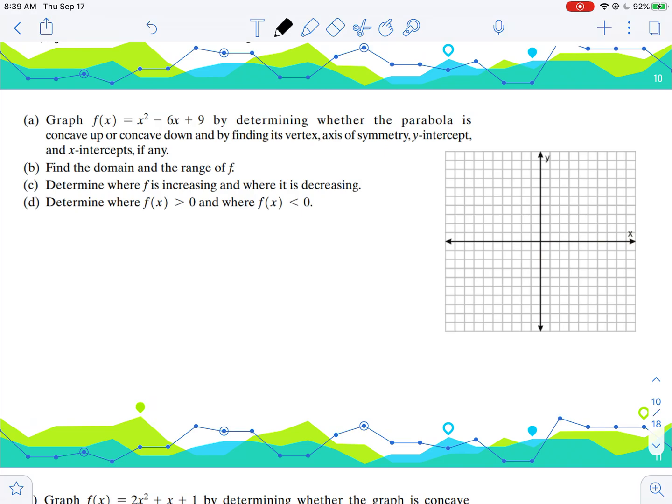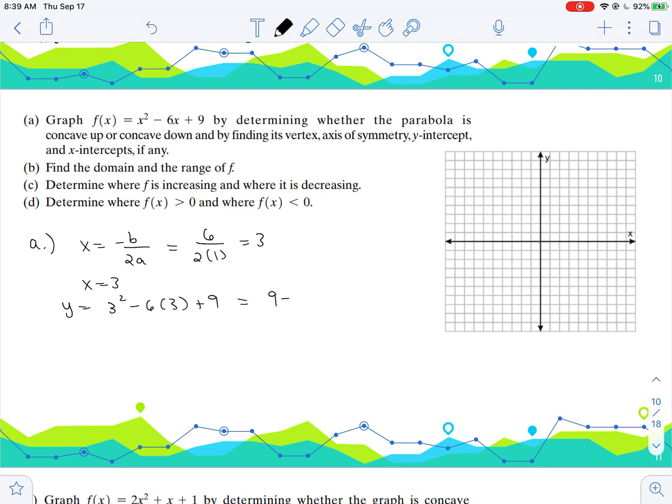All right, so let's look at this one. Graph f of x equals x squared minus 6x plus 9. So we're going to find its vertex, axis of symmetry, and intercepts. To find its vertex, we're going to use the vertex formula, the opposite of b over 2 times a. So this would be 6 over 2 times 1, which is 3. So the x-coordinate is going to be 3.